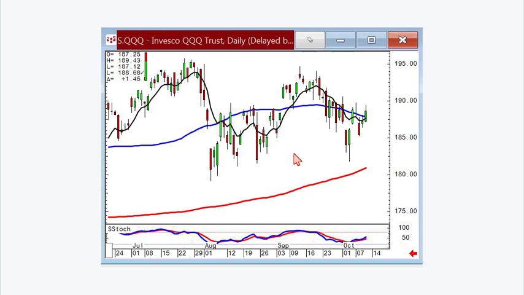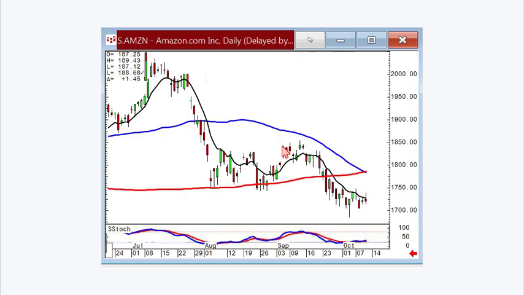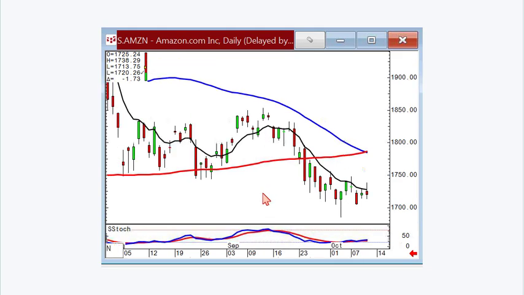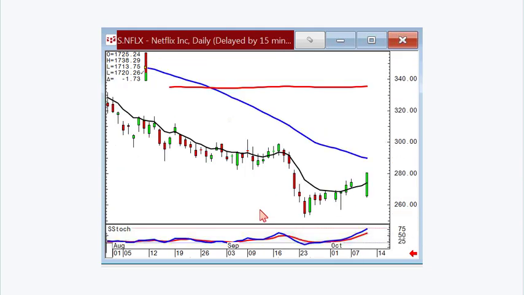So yes, you do have a wedge formation setting up here. Now there are charts where you can look at them and say, there's nothing going on here, like an Amazon. Make this a little bit bigger. That one's not real compelling. But Netflix today had a nice big compelling chart.